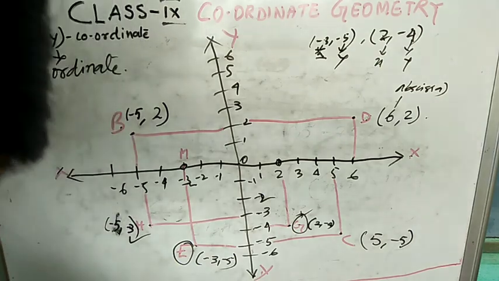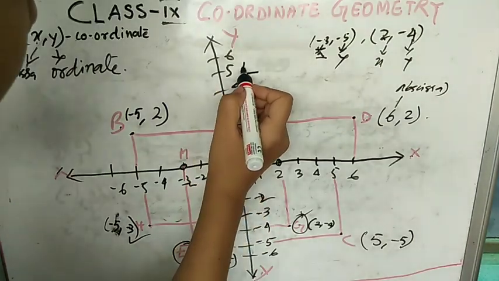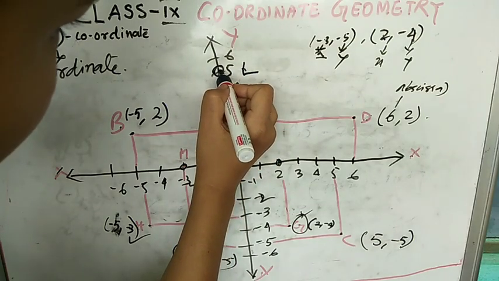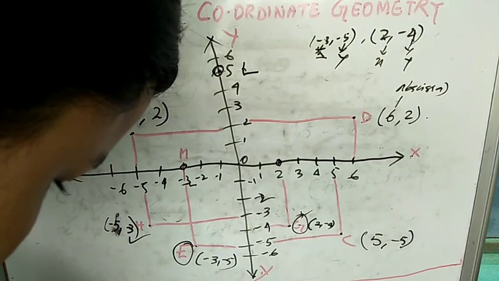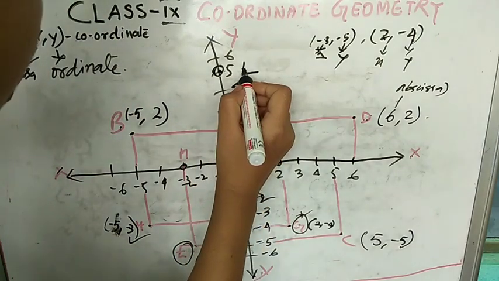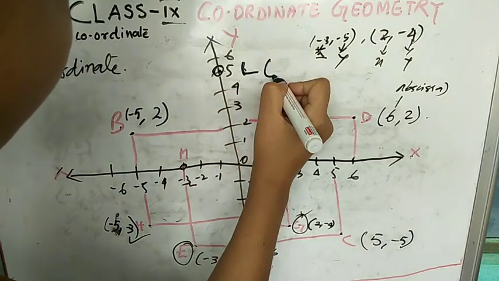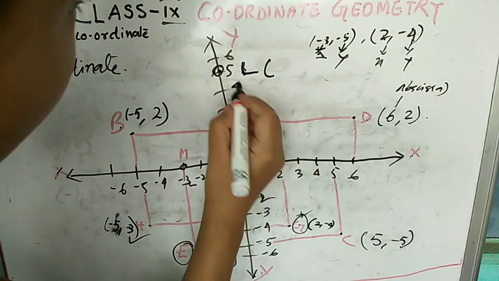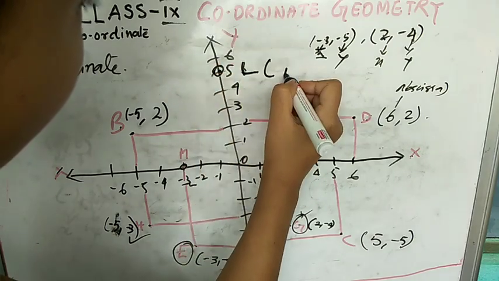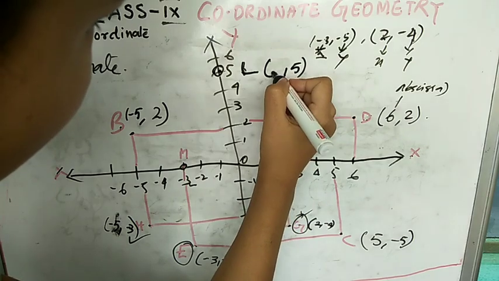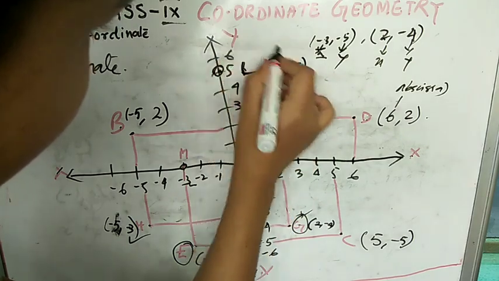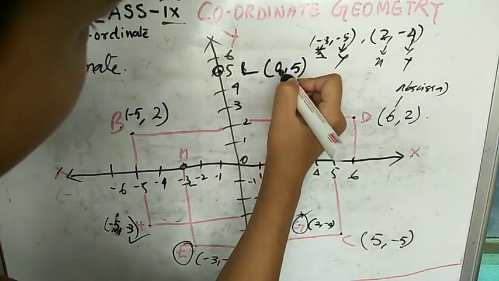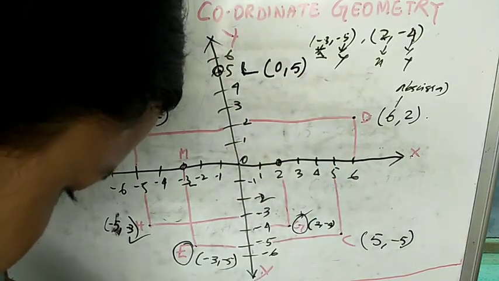Next, question number 7 says the coordinates of point L. Now where is our point L? Point L is here. In our point L, the y coordinate is -5, but as for the x coordinate, there is no x coordinate here and there is only the y coordinate. So if there is no coordinate, the answer will be 0.